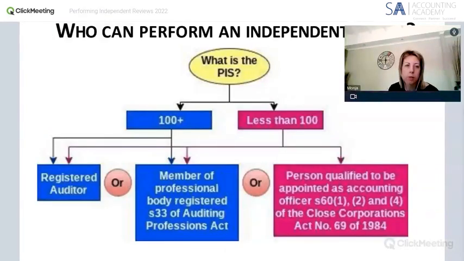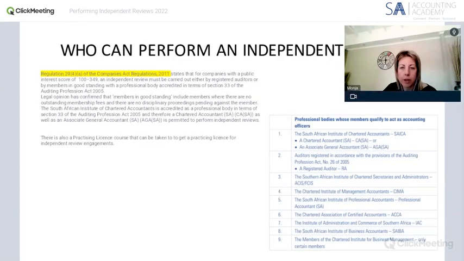So based on the PI score, if it's 100 plus, then a registered auditor can do the review, or a member of a professional body registered in terms of Section 33 of the Auditing Professions Act. If the score is less than 100, then any person that's qualified to be appointed as an accounting officer in terms of Section 124 of the Close Corporations Act can perform these reviews.